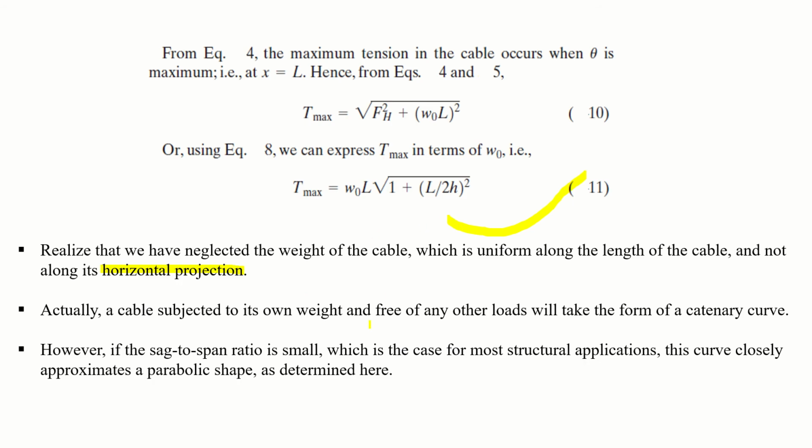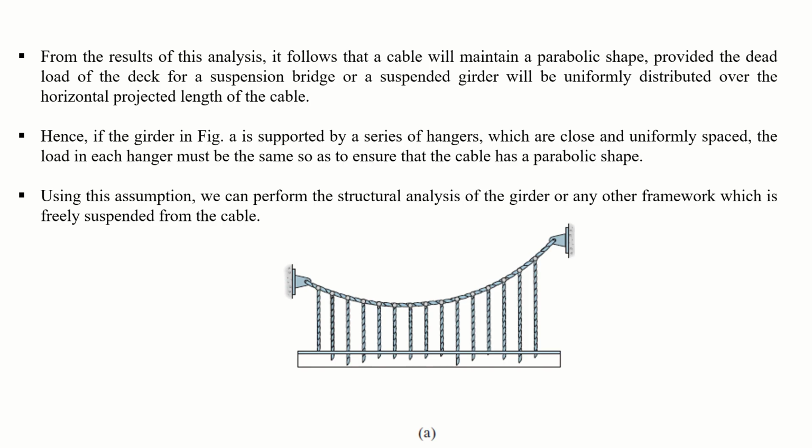Actually, a cable subjected to its own weight and free of any other loads will take the form of a catenary curve. However, if the sag to span ratio is small, which is the case for most structural applications, this curve closely approximates a parabolic shape as determined here. Okay, so from the results of this analysis, it follows that a cable will maintain a parabolic shape provided the dead load of the deck for a suspension bridge or a suspended girder is uniformly distributed over the horizontal projected length of the cable.